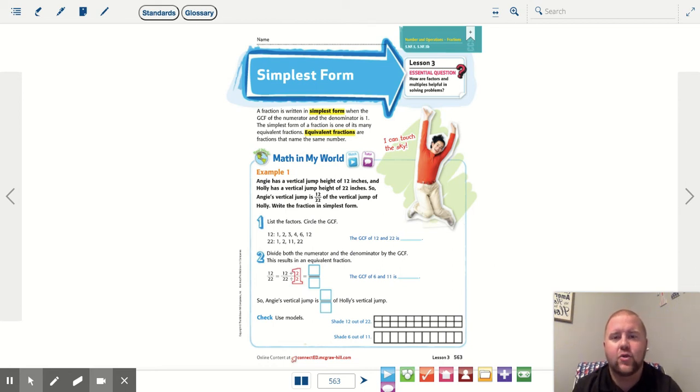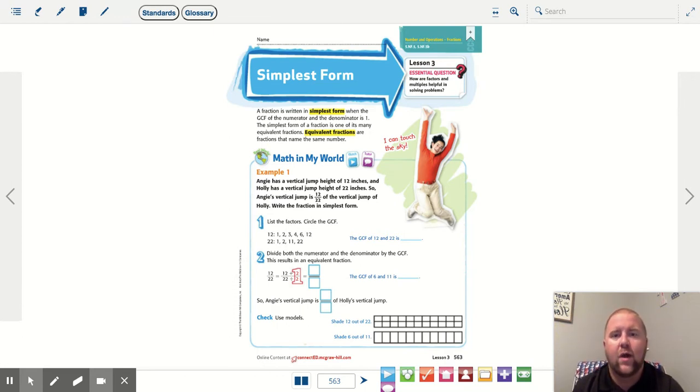Today we are going to be talking about simplest form. So when we talk about simplest form, we're worried about fractions and getting them reduced down as low as possible. It doesn't change the value of the fraction, but we want to simplify it. We want to make it as easy to understand as possible.